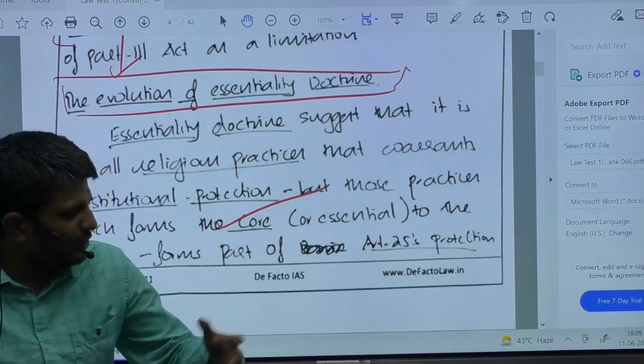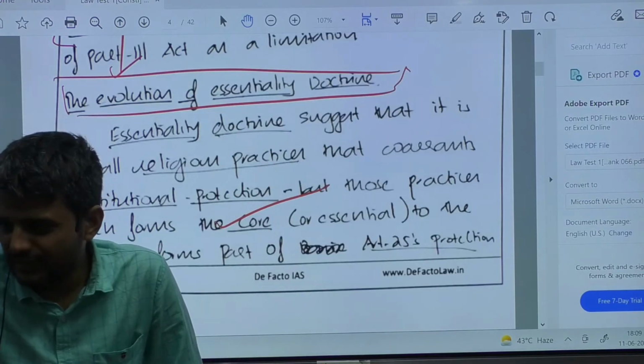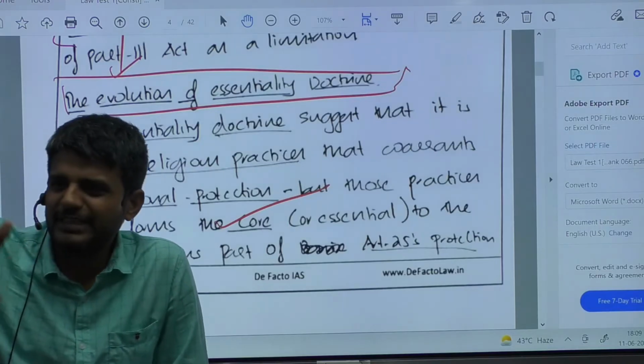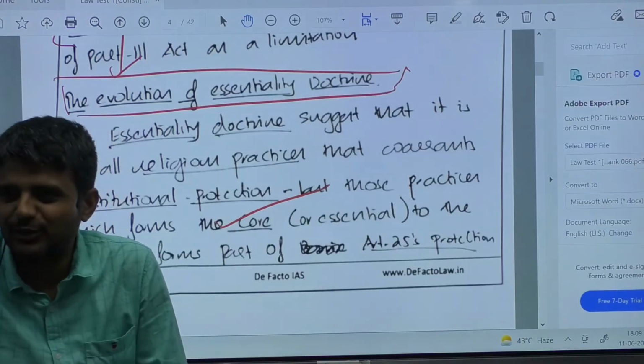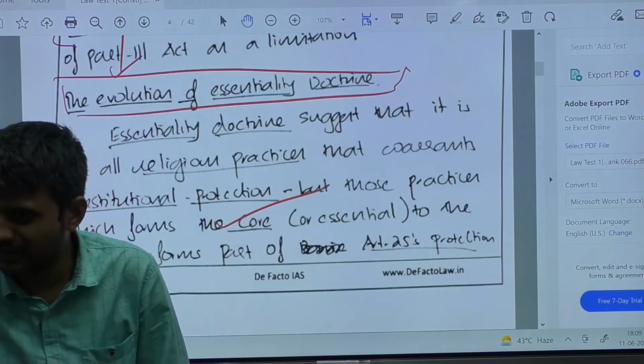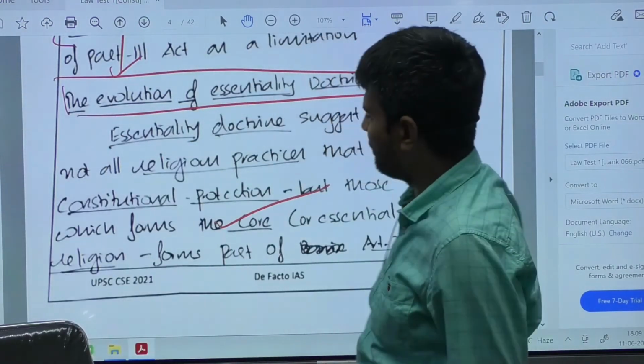Then we started to challenge that this essential practice doctrine must be satisfied with some other conditions. Then the triple test came, it must be known by a name, etc. These three tests, that is the evolution he is talking about. You have written a very good answer. Generally people don't write this evolution, okay? So that is really a very remarkable answer.